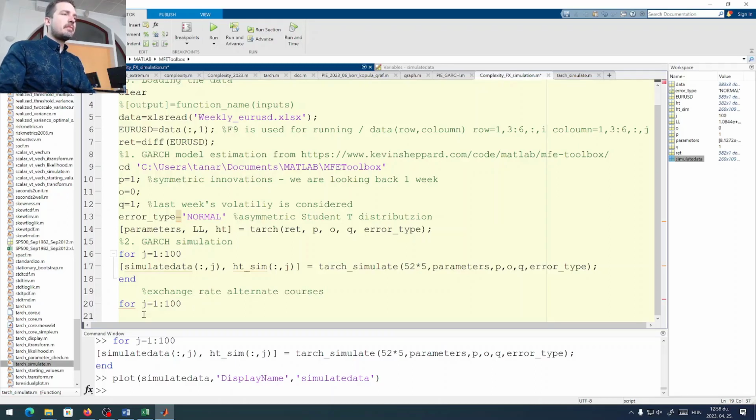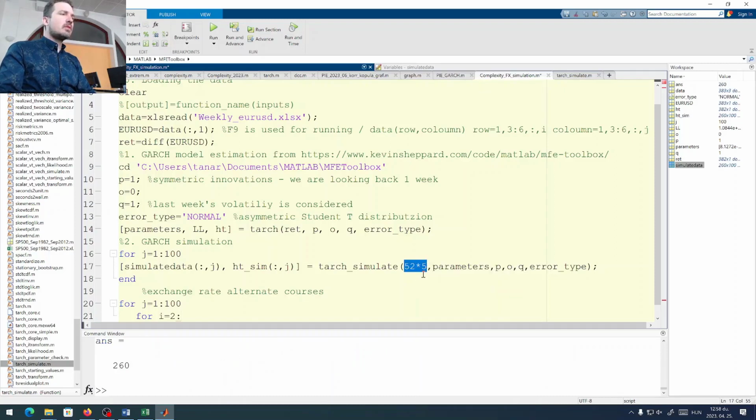Alternate courses. Yeah. No, because... or yes, just okay. For I equals 2 till... what is this number? Yeah. Whatever.